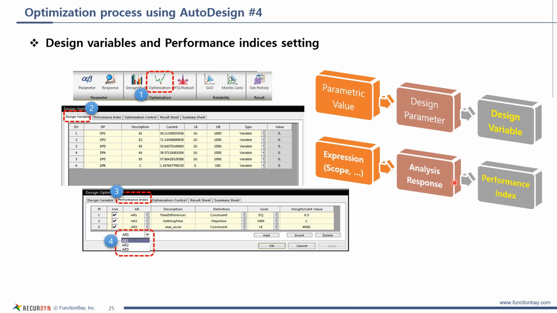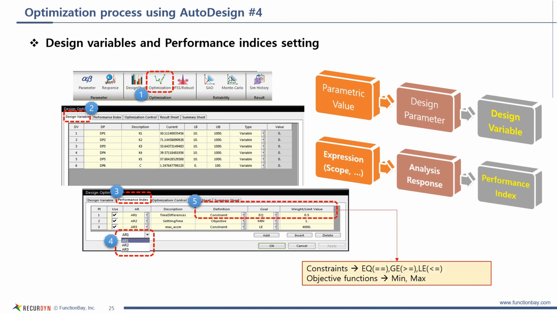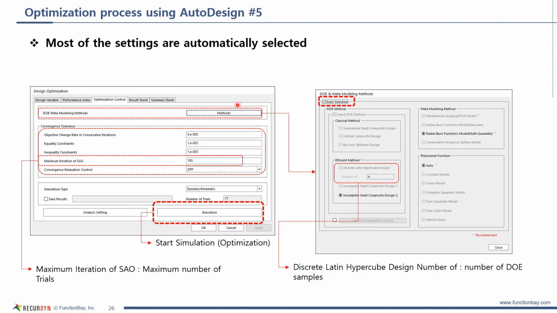Please note that one analysis response can be used for several performance indices. After that, you need to set the parameters according to the constraint or objective types. After formulating the variables and parametric modeling, the final step is to optimize the solver settings, such as the DOE method and metamodel method and other solver options. But this is not covered in this presentation.